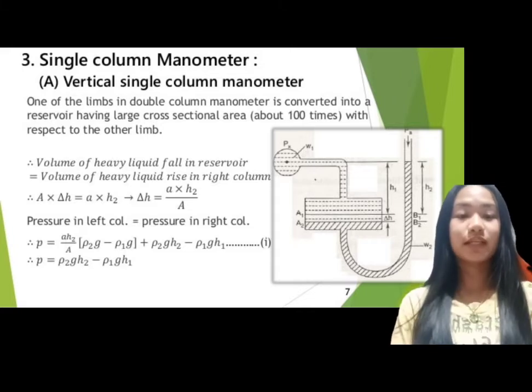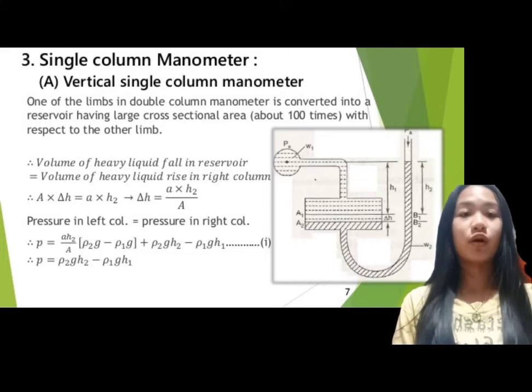So, let us consider na meron tayong one container filled with liquid. And to measure the pressure of liquid at point A in the container, kailangan natin gumamit ng pressure measuring device which is yung vertical single column manometer. So, here to measure the pressure of liquid at a point.